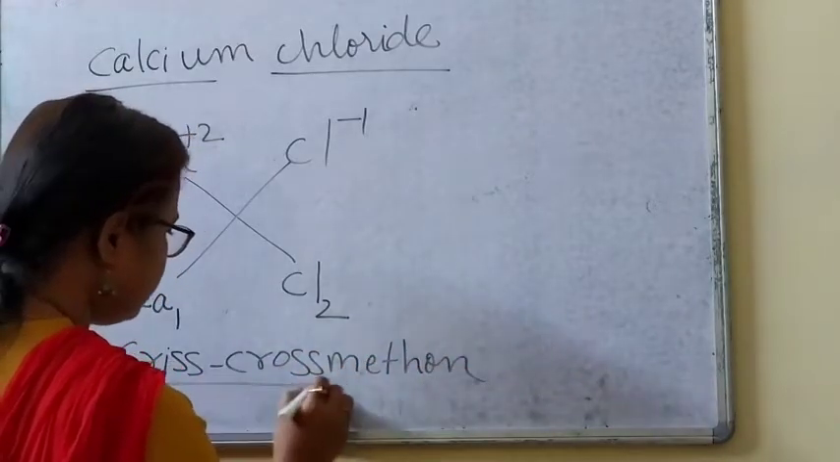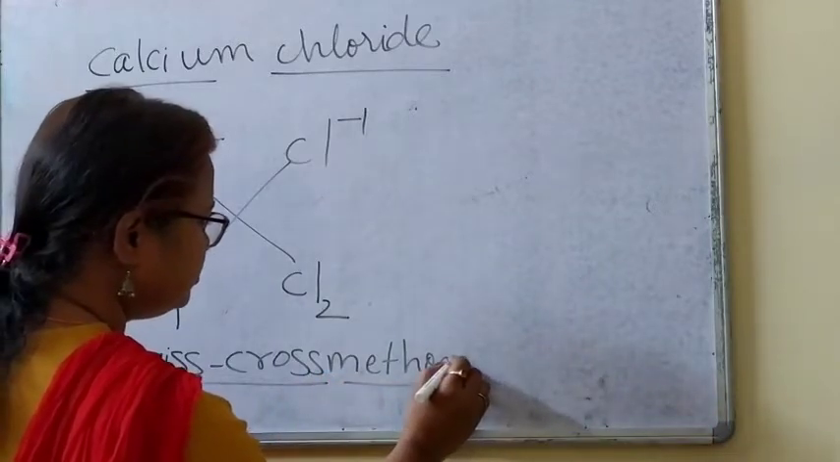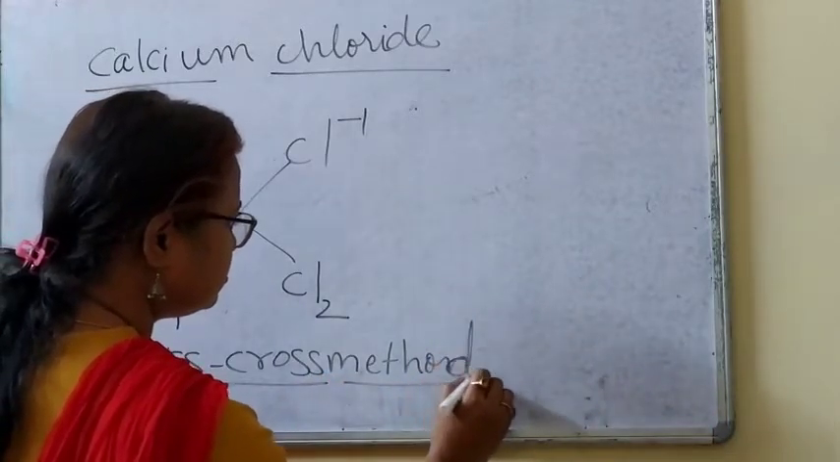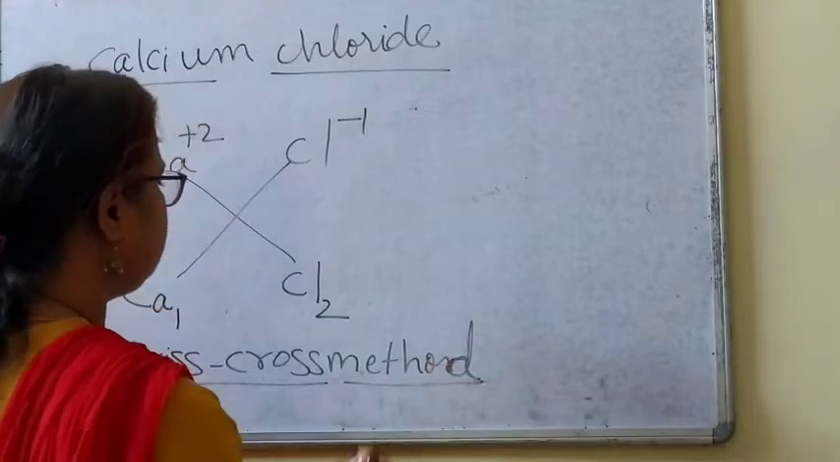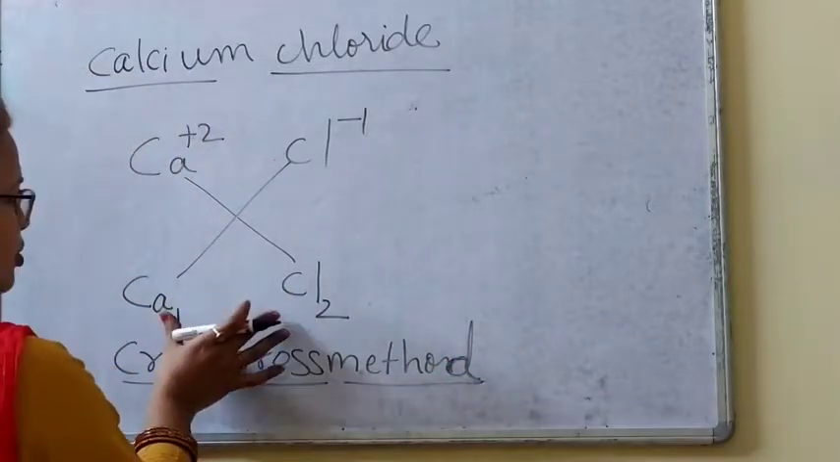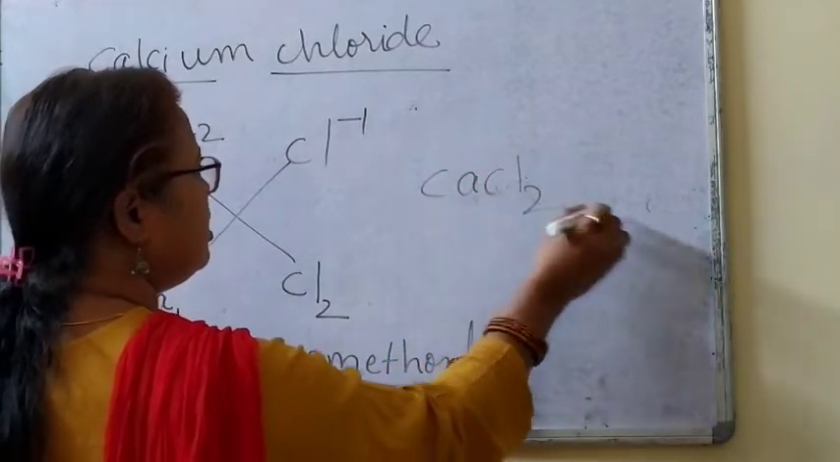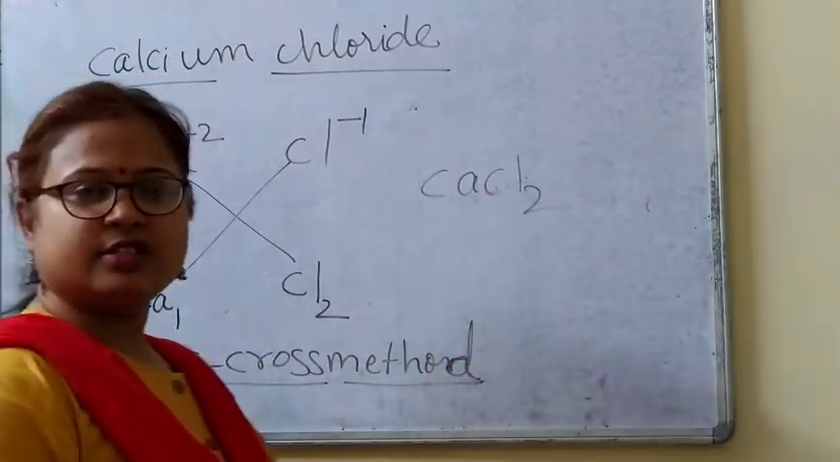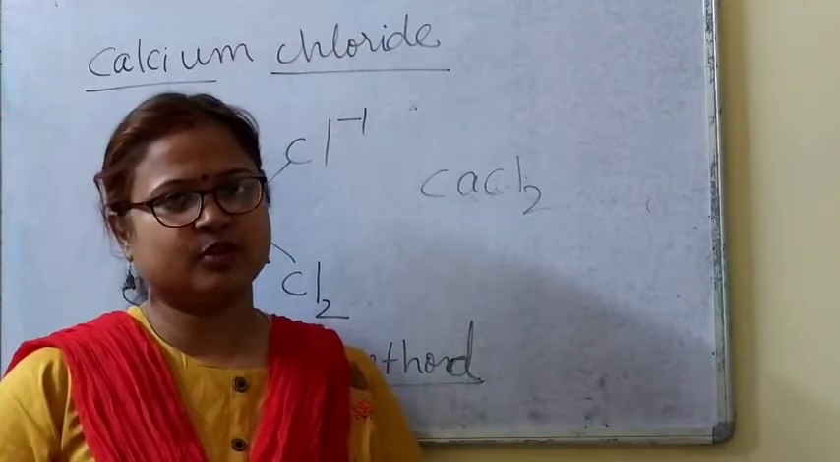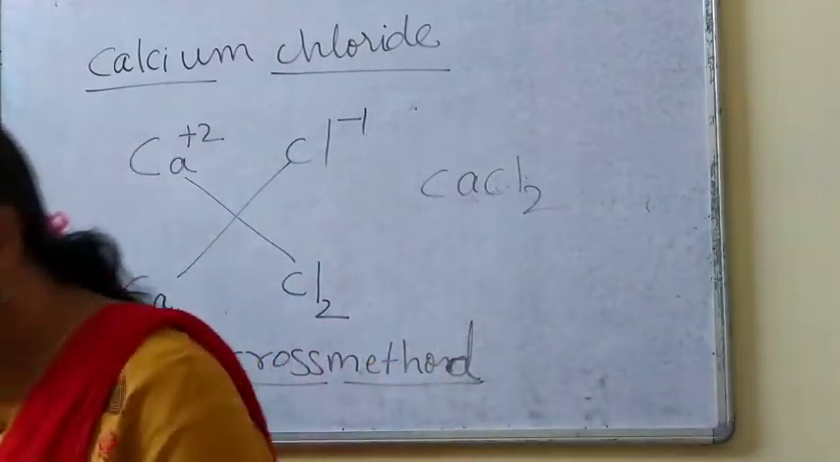Okay. Crisscross method. Now you combine this one, you will get CaCl2, and this is the formula of what? Calcium chloride.